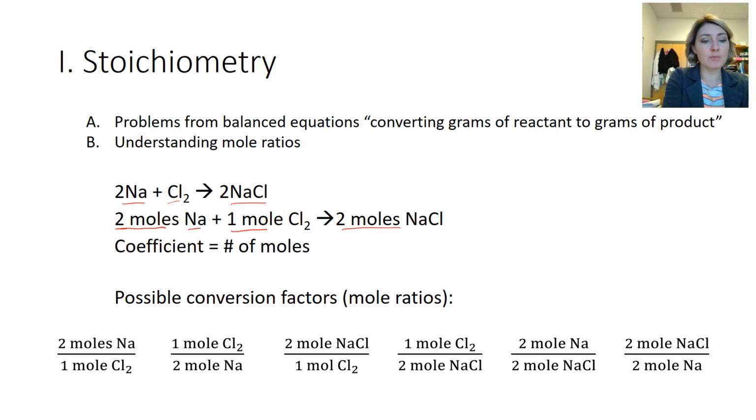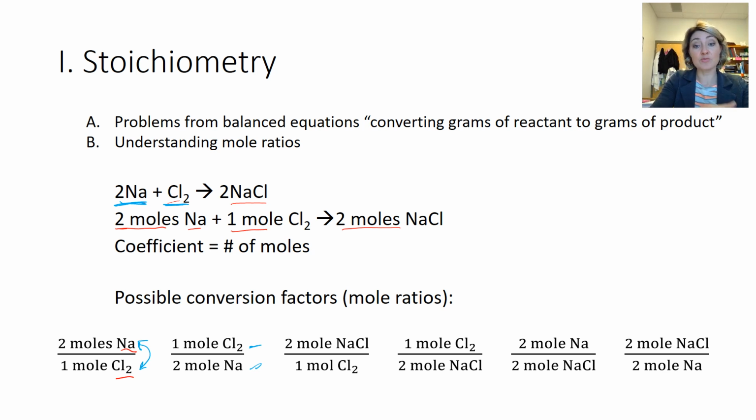If I wanted to compare moles of sodium to moles of chlorine, I can go back to my balanced equation. Let's use a different color. I can say I have 2 moles of sodium per every 1 mole of Cl2. That is a ratio. That is now a conversion factor that I can use in a problem to convert from, canceling chlorine and winding up with sodium as our product. So I can use those to convert from one substance to another using my balanced equation. I could also flip that around and say 1 mole of chlorine is equivalent to 2 moles of sodium.